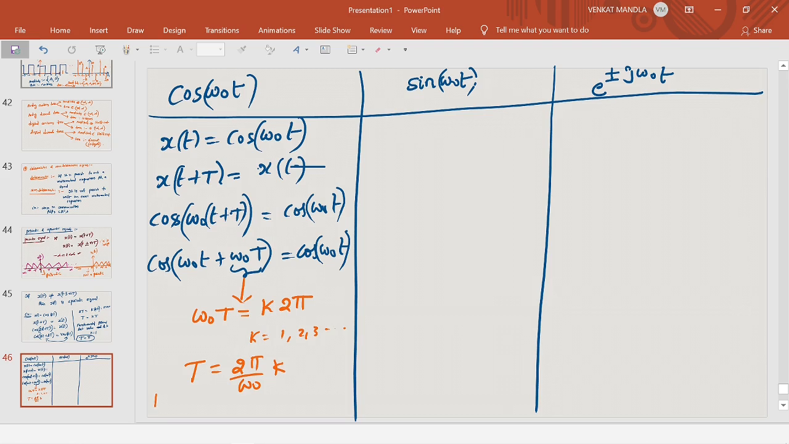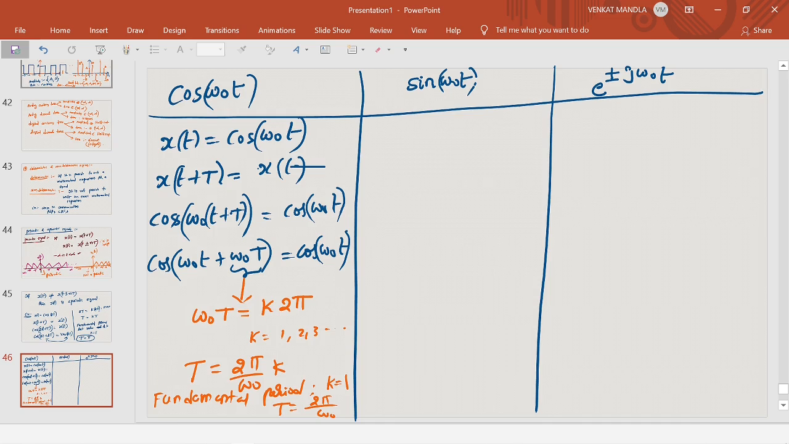And what is the fundamental period? The fundamental period is the least possible period. The least possible period is obtained at k equal to 1, so T equal to 2 pi by omega naught. So for all cosine signals, cos of some omega naught into t, the period T is 2 pi by omega naught.